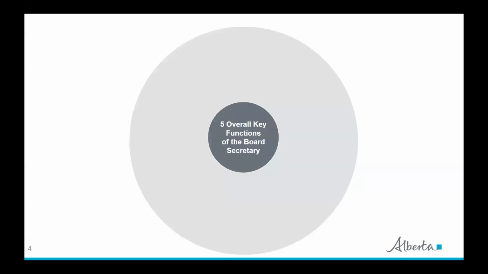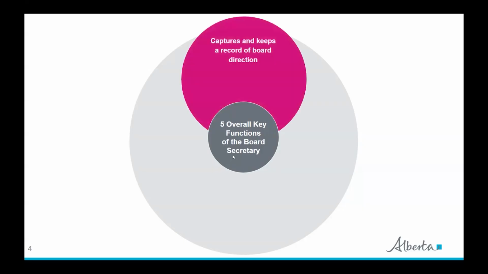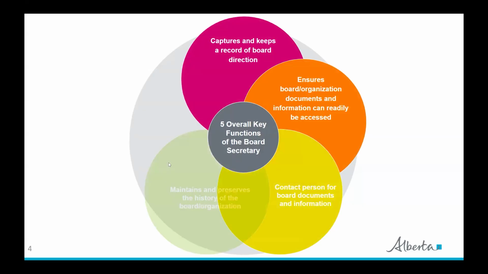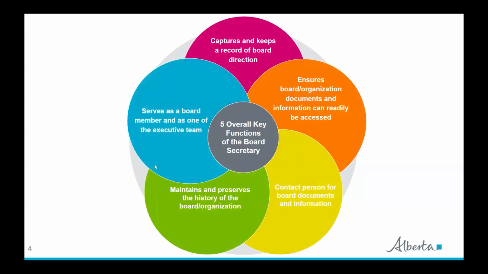There are 5 overall key functions of the board secretary of a nonprofit board. The board secretary captures and keeps a record of board direction, ensures board organization documents and information can readily be accessed, is the contact person for board documents and information, maintains and preserves the history of the board organization's documented information, and serves as a board member on the executive team. Now let's go into more detail on each one of these functions of the board secretary.